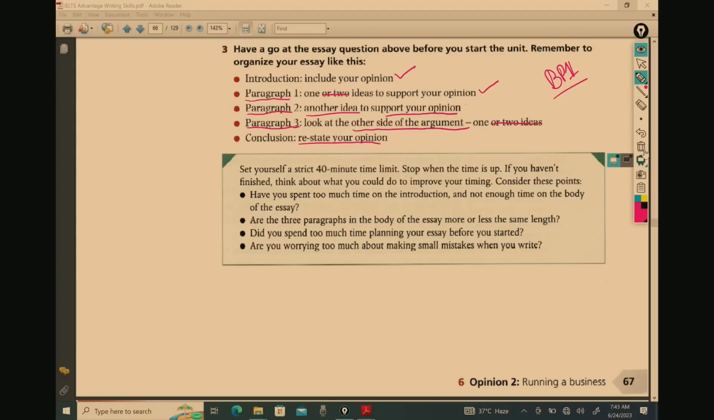Now set yourself a strict 40-minute time limit. Okay, let's just make it a little bigger. Okay, one second, let's make it bigger. Yeah, come back.